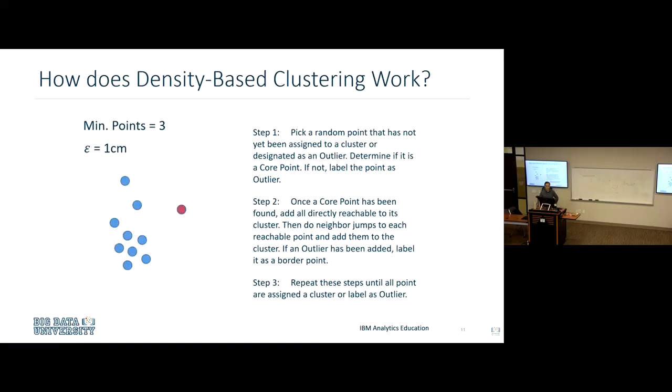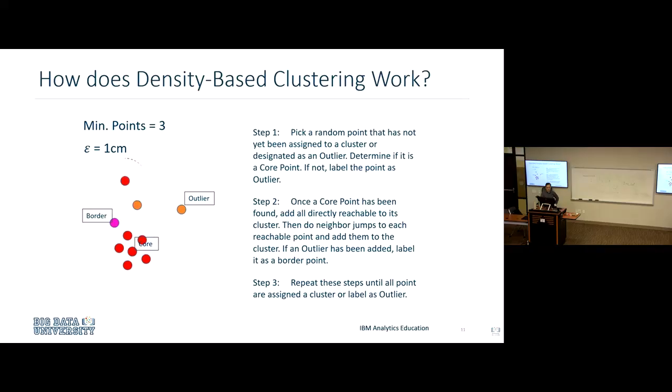Density-based clustering works by picking a random point that does not belong to a cluster or is an outlier and determining if that point is a core point. If not, label it as an outlier. Now we'll pick another point at random and determine if it is a core point. If it is a core point, then all of the directly reachable nodes are assigned to the cluster. Then do neighbor jumps to all reachable points and add them to the cluster.